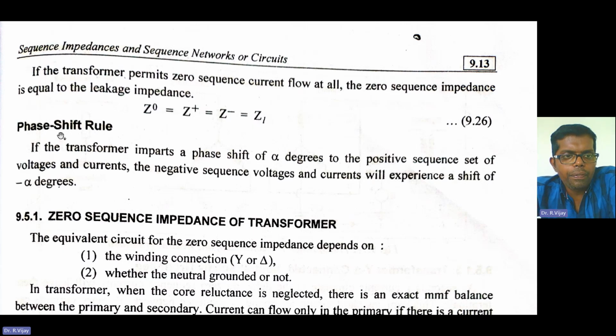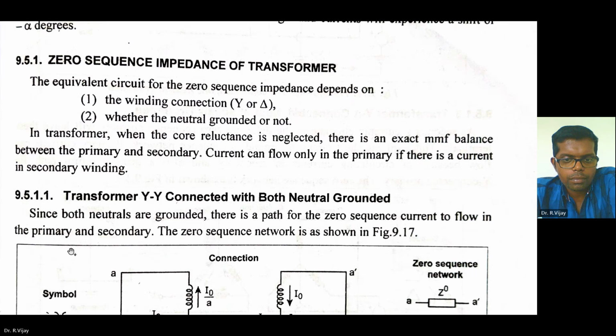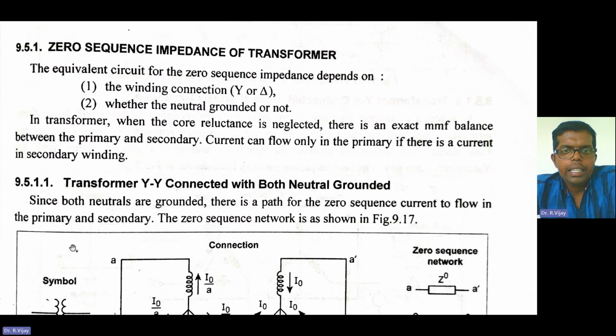By using the phase shift rule, if the transformer imparts a phase shift of alpha degrees to the positive sequence set of voltages and currents, the negative sequence voltage and current will experience a shift of minus alpha degrees. Here, the zero sequence impedance of the transformer. The equivalent zero sequence impedance depends on the winding connection, that is either star or delta, and whether the neutral is grounded or not.